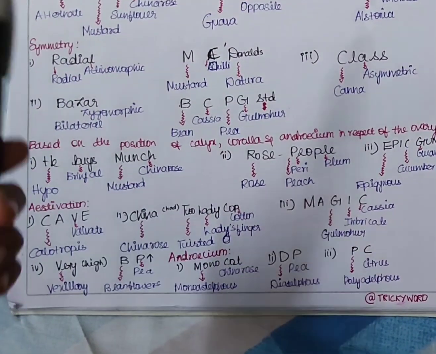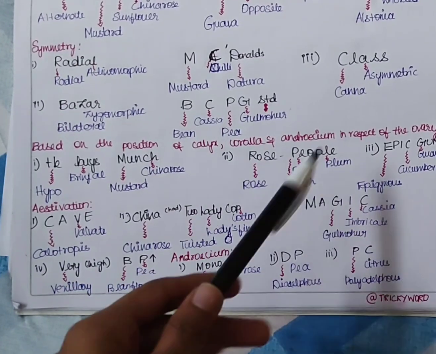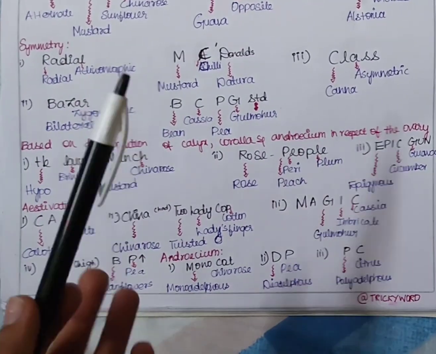So in this video we discussed the short tricks for phyllotaxy, symmetry, and the position of ovary, aestivation, and androecium.